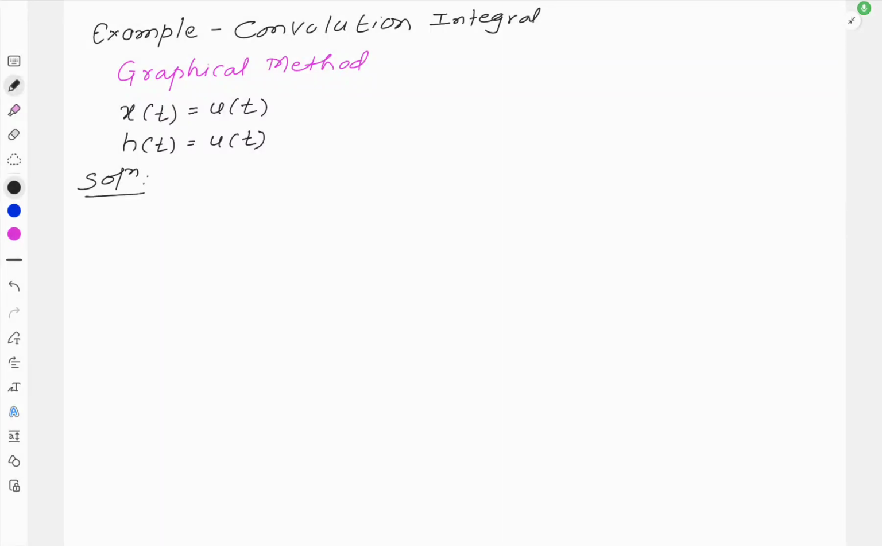In this video, we are going to see an example of the convolution integral using the graphical method. For this, we are considering x of t as the input signal, which is equal to u of t, and the impulse response of the system is given as h of t equal to u of t.